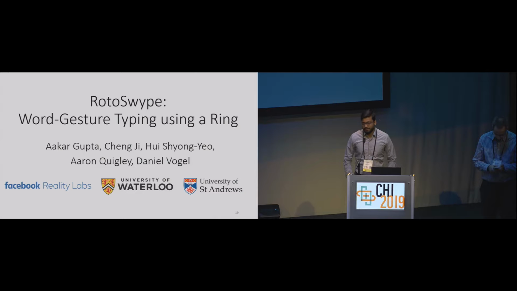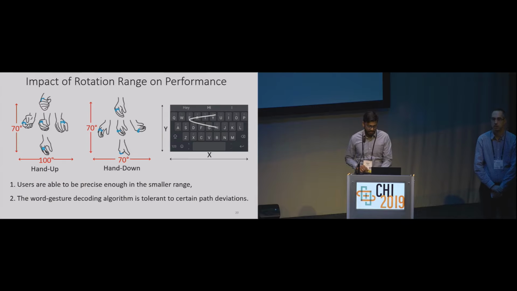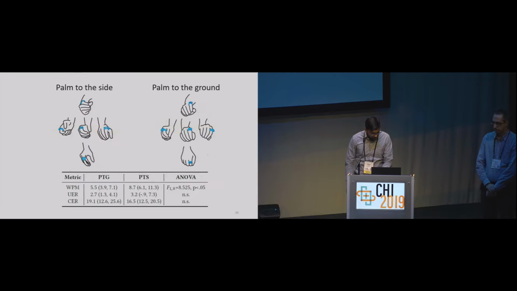Yeah, let me actually go to that. So these are the two conditions, palm to the side and palm to the ground. The reason why palm to the ground performs worse than palm to the side is mostly ergonomic. When your hand is to the side, you have equal rotational range in both directions, whereas when it is here, you don't have equal rotational range in both directions.